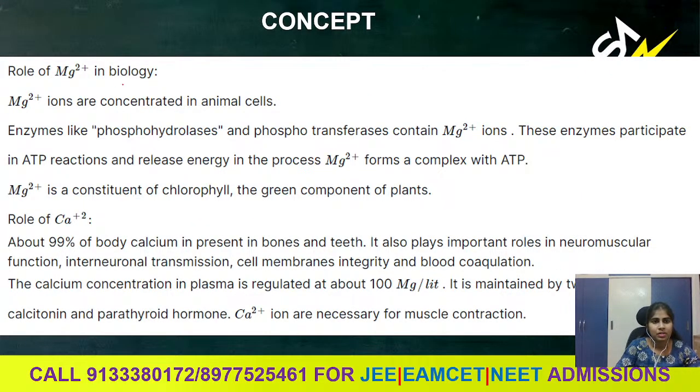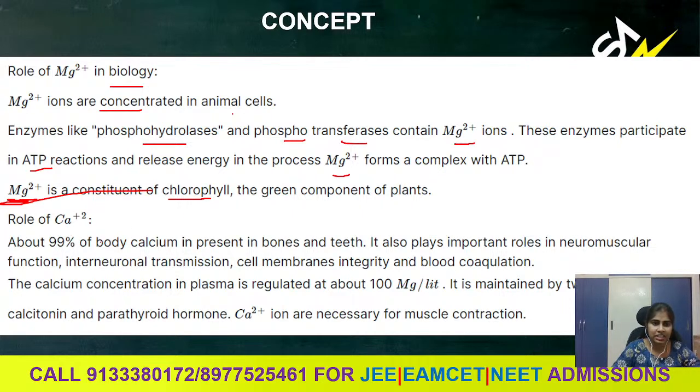Mg2+ ions are concentrated in animal cells. Enzymes like phosphohydrolases and phosphotransferases contain Mg2+ ions, which are helpful in participating in ATP reactions, and they form Mg2+ complexes with ATP. So this is the important point. And Mg2+ is a constituent of chlorophyll. So magnesium is the metal present in chlorophyll, which is responsible for the green component of plants. So this is the importance of magnesium.